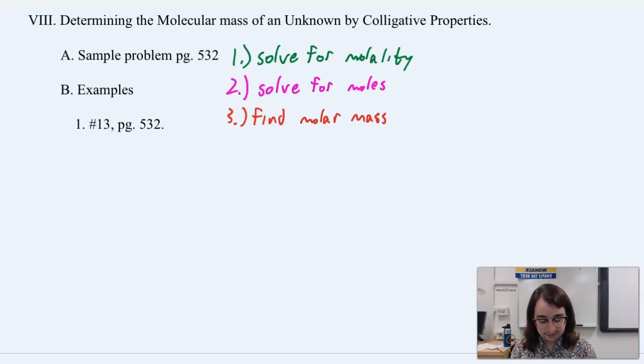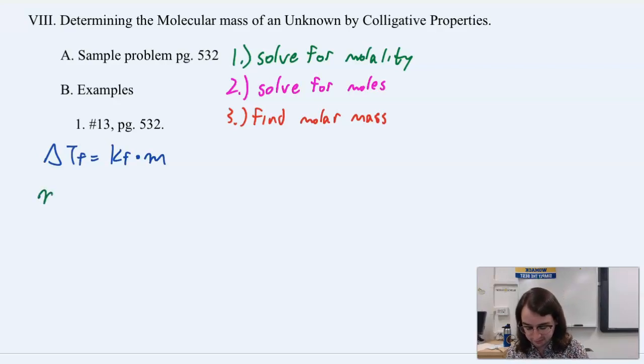So let's look at this first problem here. It says that we are calculating the molar mass of the non-ionic solute. We already went over it, but we want to use this equation: delta Tf equals Kf times molality. And remember, our first step is that we're going to solve for molality. So if we manipulate this equation, it looks a little like this.